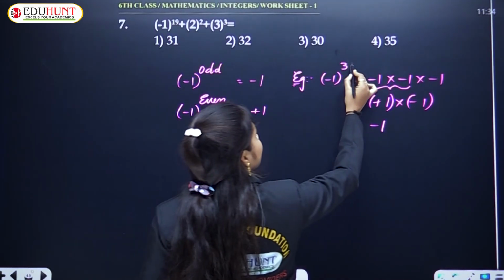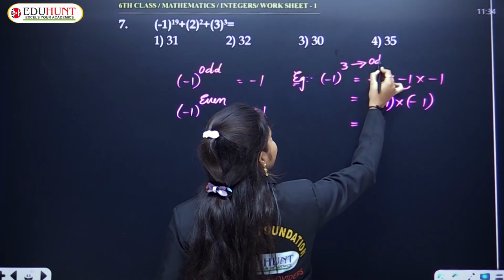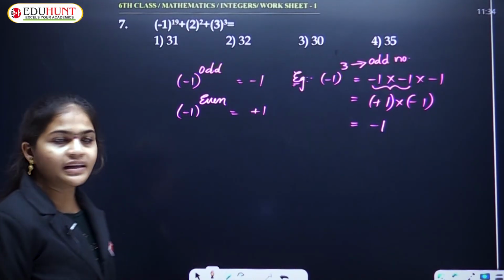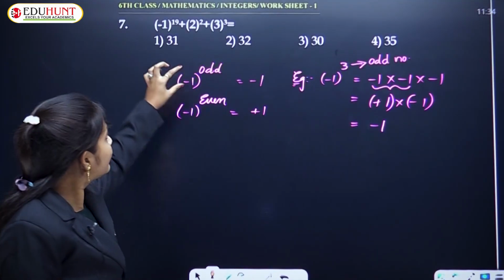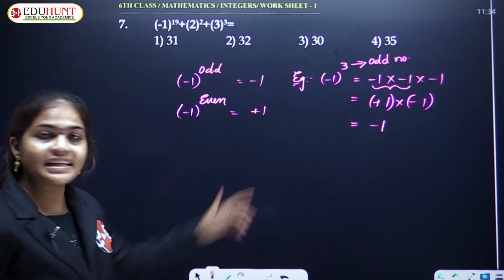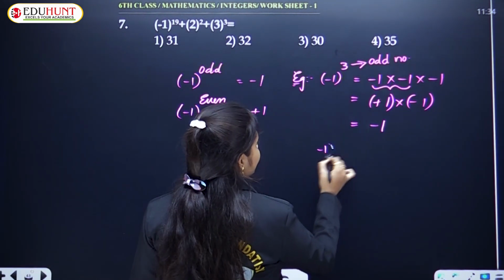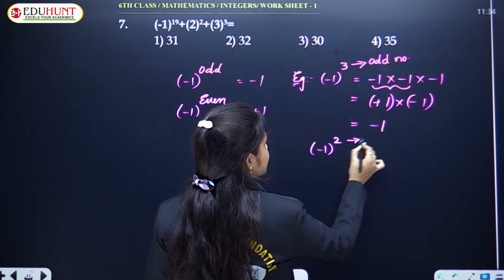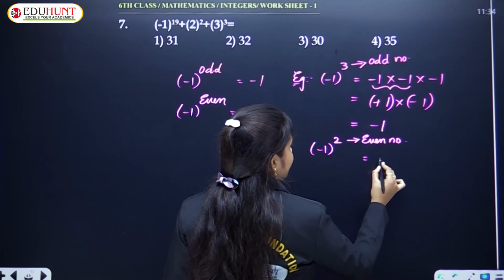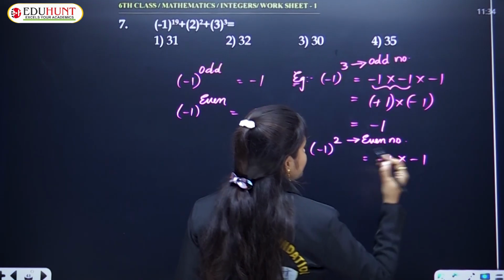Minus 1 power 3 is odd only, no? 3 is an odd number only, right? So if the power is odd, then the value is minus 1. If the power is even, it is minus 1 whole square. This is an even number only, no? In this case, it is minus 1 into minus 1.